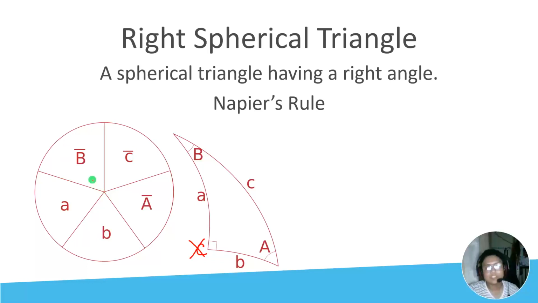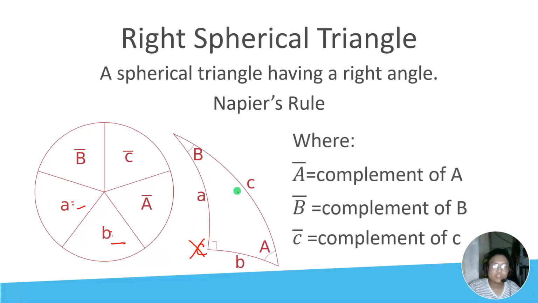So, in Napier's rule, the sides adjacent to the right angle, which are A and B, the values for these sides are retained. But for the angles and sides that are not adjacent to the right angle C, we should put a bar on those sides and angles. So, what do we mean by this bar?